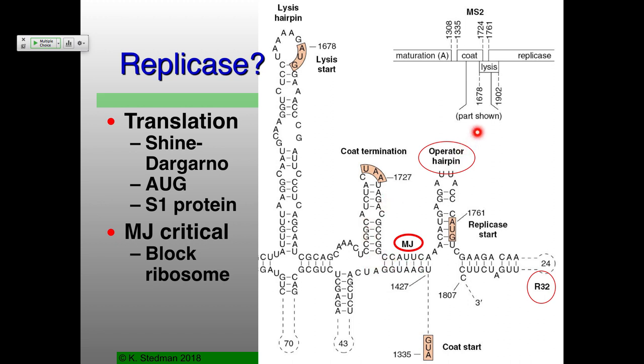I should have emphasized here that we're just looking at this little part right here. The coat protein start is over here, and the termination for the coat protein is actually after the beginning of the lysis protein, but before you get to the replicase protein. There's also the ribosomal S1 protein, the small subunit of the ribosome. This protein also has some RNA binding activity.